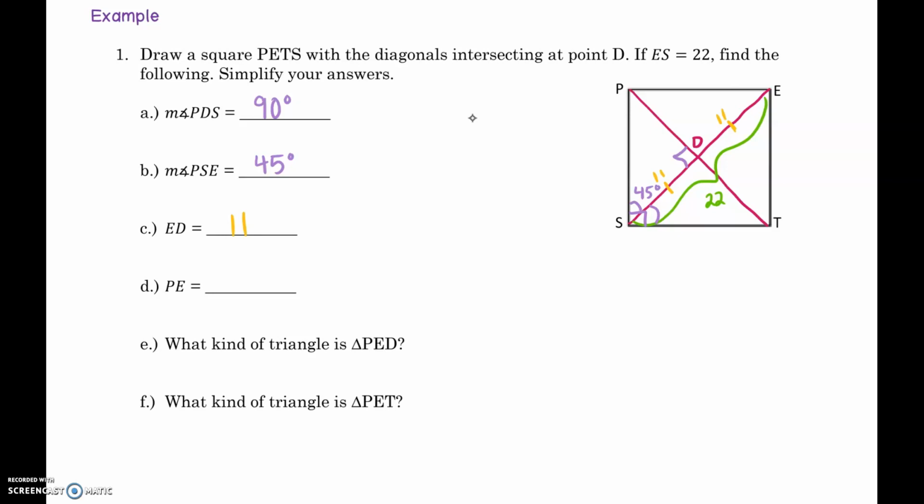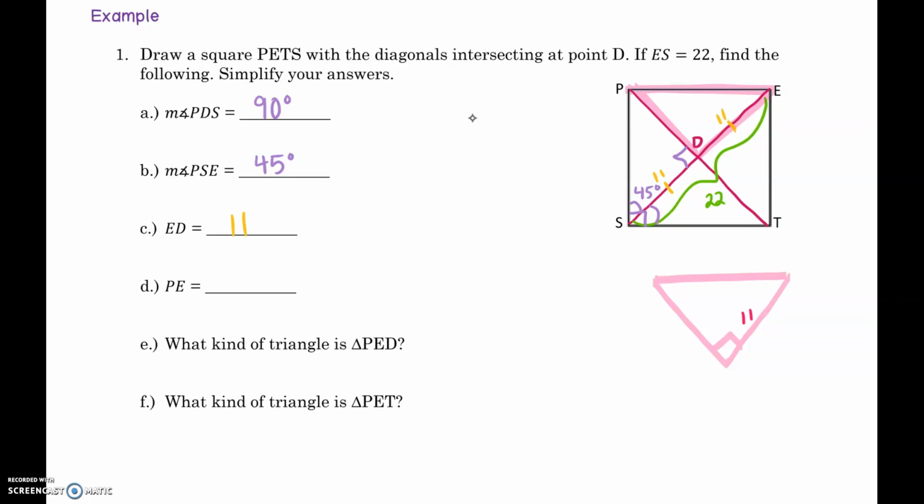Next, we want to find the measure of PE. So that's going to be this side of the square. So what I'm going to do, I'm going to have to use this triangle here to help me find the measure of PE, or the length of PE. So I'm going to draw this triangle below just to make it a little more clear. So we have our right angle. We also know that this is 11.